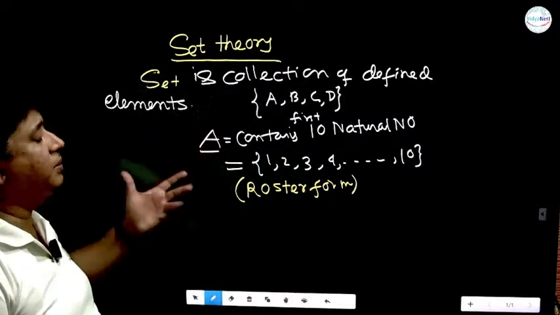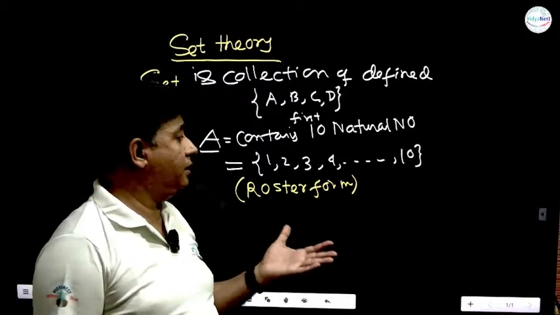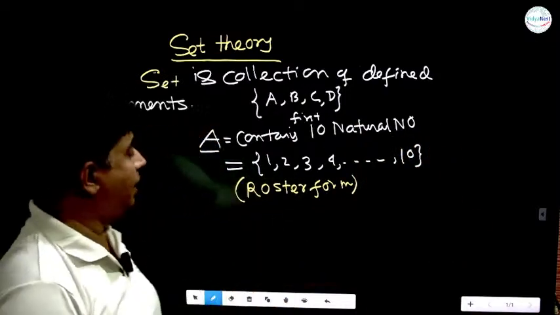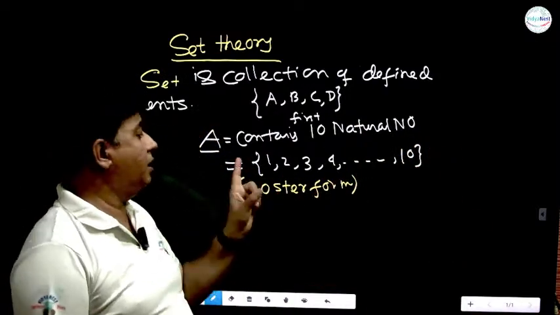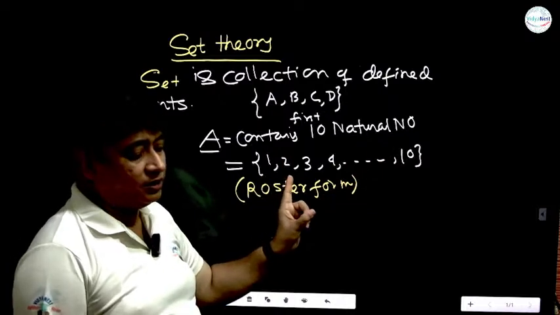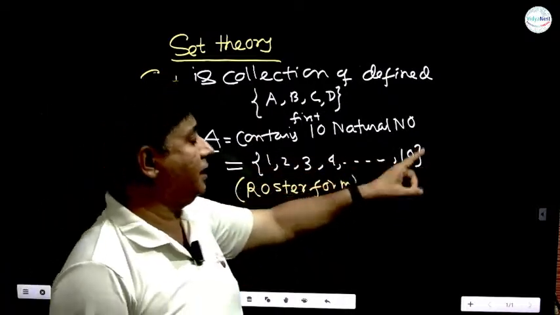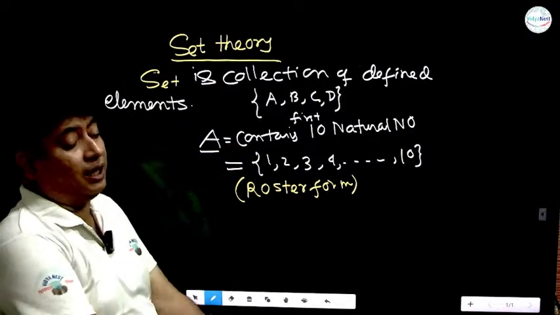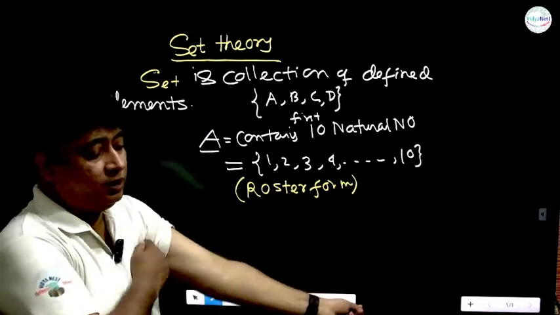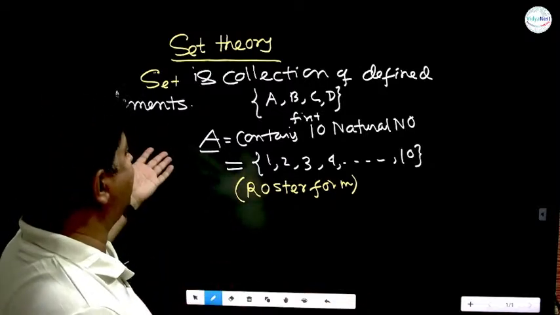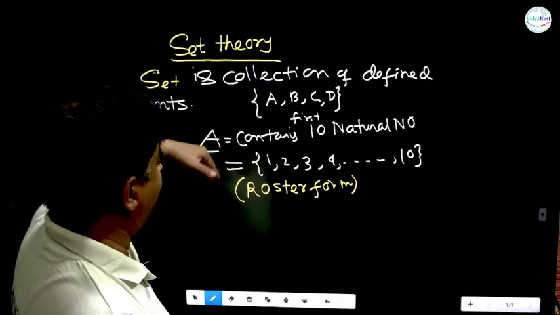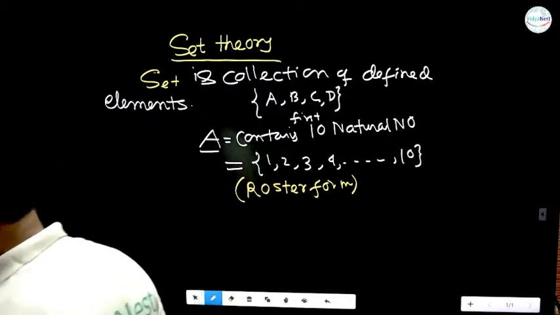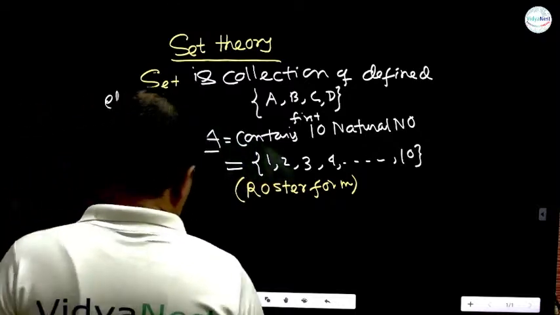But it has some limitation. What is that limitation? See, if you get a collection of 100 natural numbers, and you write them this way, with all elements separated by commas and confined in curly brackets, then it will encroach on time. So how to avoid this problem? After roster form, another method came, that is called set builder form. What is set builder form?